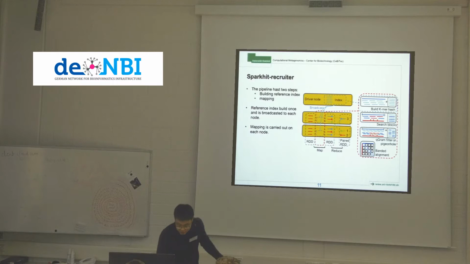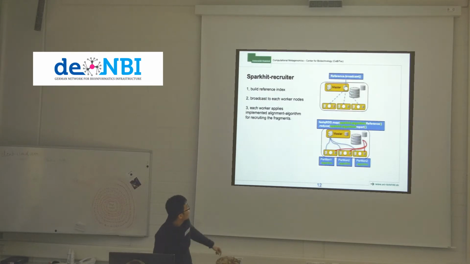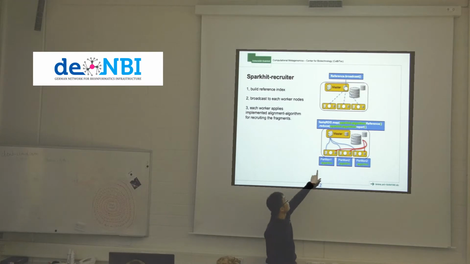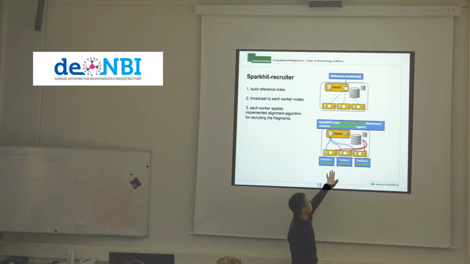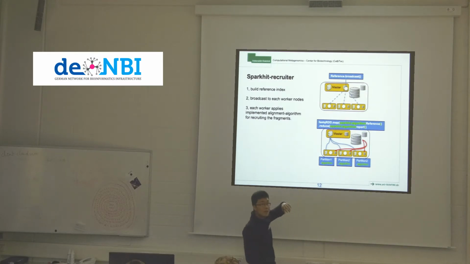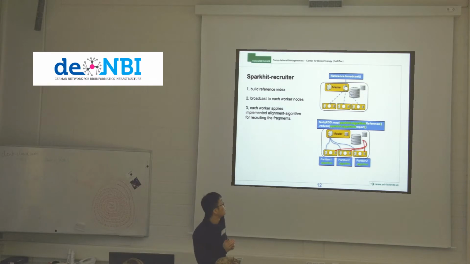I'm not going to go into detail. This pipeline can be implemented as just a function of the RDD process, and it will be automatically parallelized to each of your worker nodes. The mapping process is usually where you map your sequencing data to part of the reference database or index.